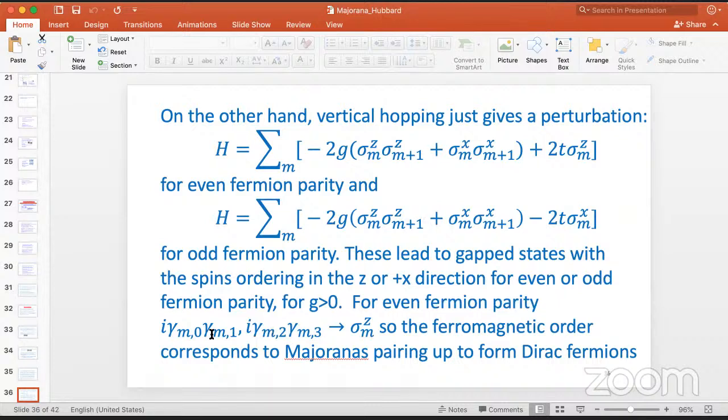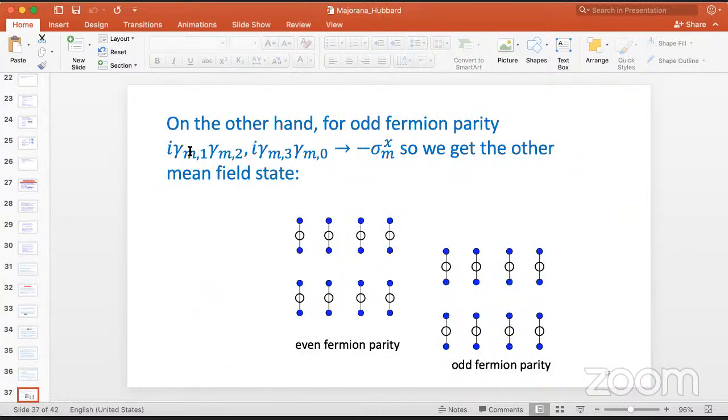So for even fermion parity, iγ0γ−1 and iγ2γ−3 go to σz−. So ferromagnetic order corresponds to Majoranas pairing up to form Dirac fermions. On the other hand, for odd fermion parity, γ−1γ−2 and γ−3γ−0 go to σx−. So we get the other mean field state. So again, this actually confirms the mean field predictions, at least at strong coupling, using this mapping to Majoranas, which only holds for very strong coupling.